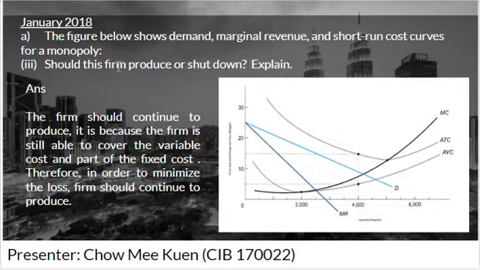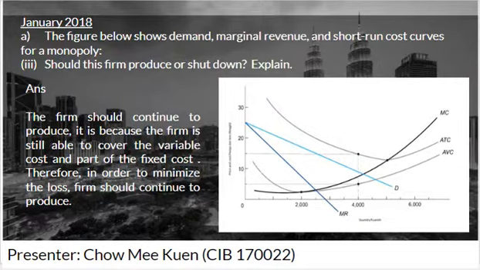Should this firm produce or shut down? And explain. The firm should continue to produce. It is because the firm is still able to cover the variable costs. We can look here: the average variable cost is under the price, so it is able to cover the variable cost and part of the fixed cost. Therefore, in order to minimize the loss, the firm should continue to produce.